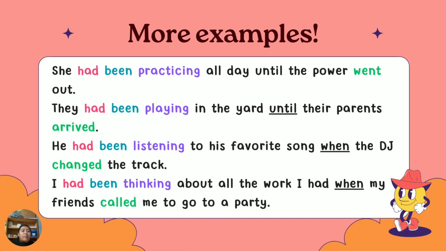And here we have more examples. She had been practicing all day until the power went out. Next example, they had been playing in the yard until their parents arrived. Next example, he had been listening to his favorite song when the DJ changed the track. Next example, I had been thinking about all the work I had when my friends called me to go to a party.